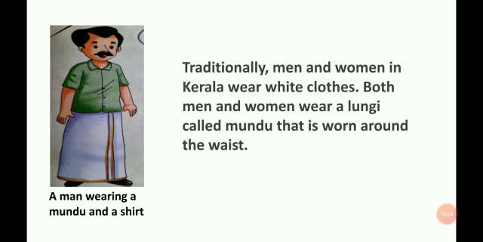In Kerala, men and women wear white clothes. Both men and women wear a lungi called mundu that is worn around the waist. It has a border called kara, which can be of any color, but it is mostly golden. Men mostly wear the mundu with a shirt. Women wear two mundus called the mundum neriyatham. One worn around the waist, falling to the ankles like a shirt, and the other worn on top with a blouse like a sari.